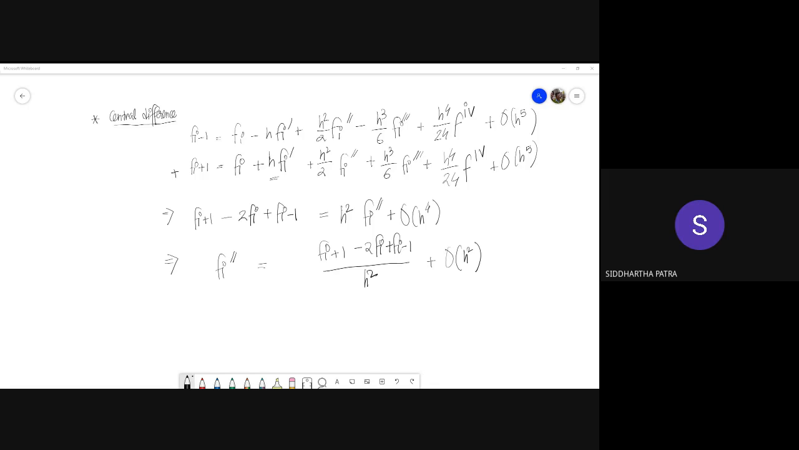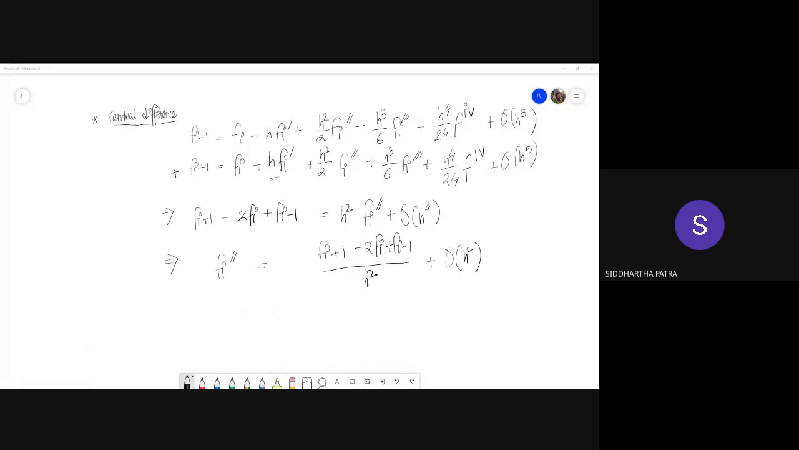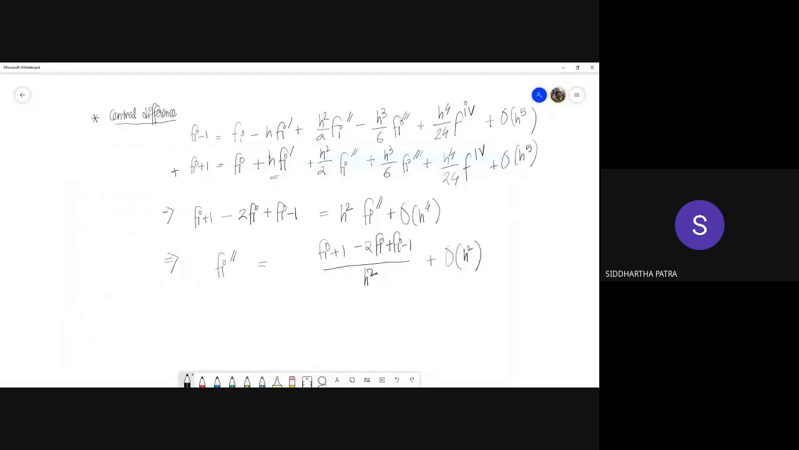So the example I'm about to show you is where I'm taking the derivative of a function which looks something like this. So f of x is e to the power minus 0.2x times cos of x. It's not that you cannot take the derivative of this function. Of course you can.